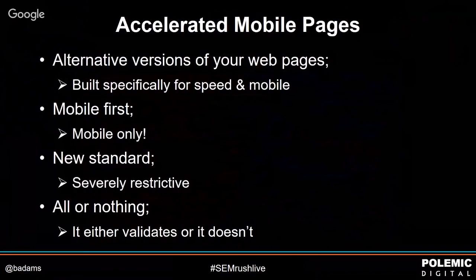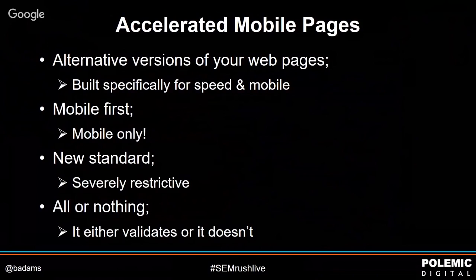An accelerated mobile page is basically an alternative version of your static web page, of your content pages, that is built specifically for speed and mobile viewing. It is a mobile only standard, so it is primarily and exclusively aimed at mobile devices, smartphones specifically. It is its own standard.